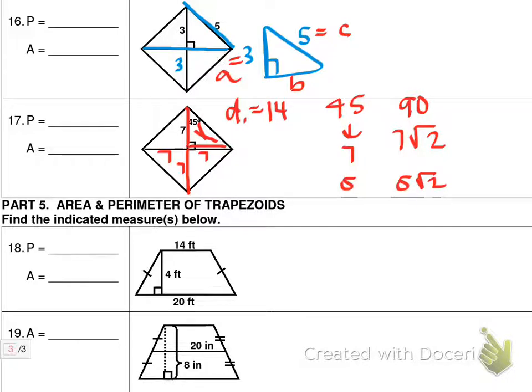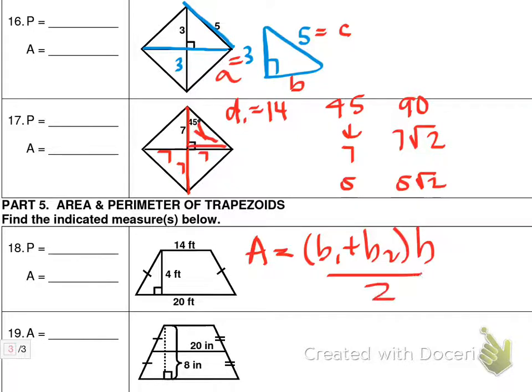Number 18. So the formula for area for a trapezoid is base 1 plus base 2 times our height divided by 2. And we know everything on that problem to solve for the area. We have a second formula for the area of a trapezoid. Area equals the median times the height, and the median is this middle line right here, this 20. So multiply that by the height, and it gives you your area.